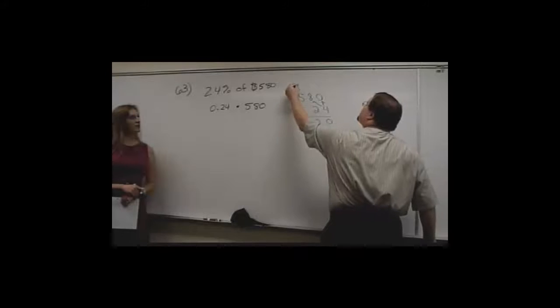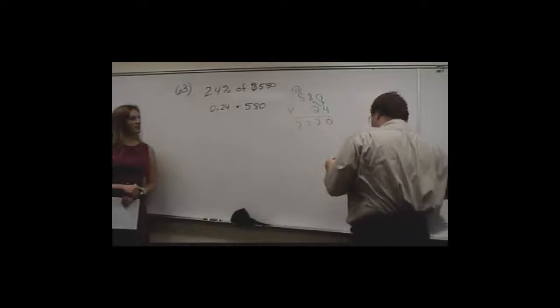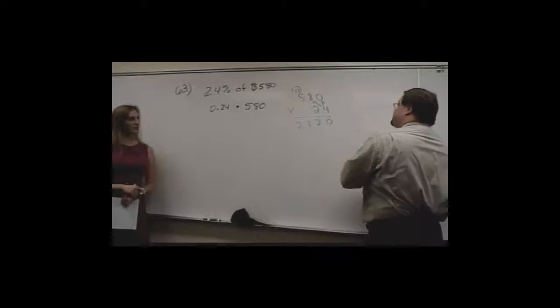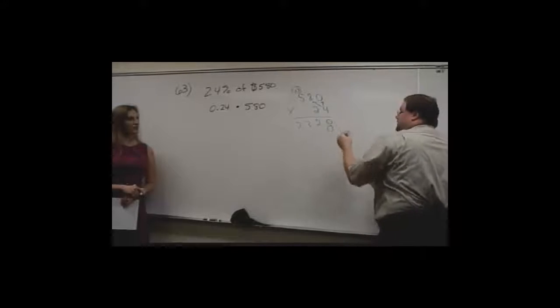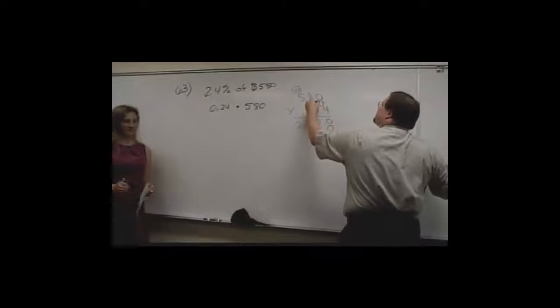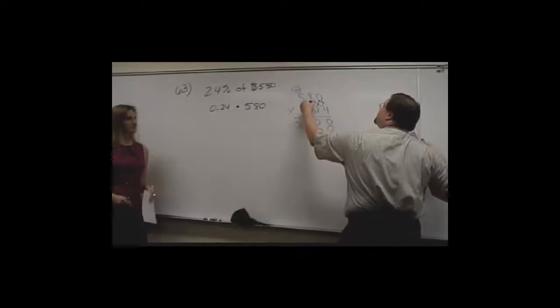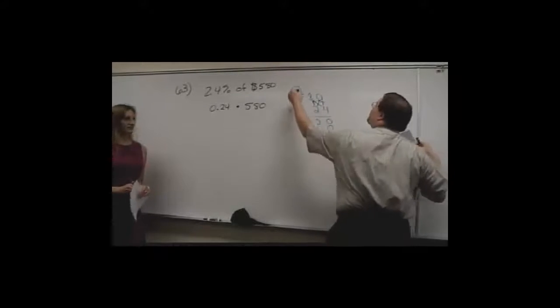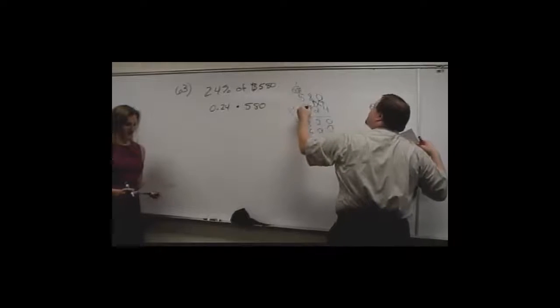5 times 4 is 20, plus 3 is 23. And then before I multiply by the 2, I got to put the 0 in as the placeholder. All right, 2 times 0 is 0. 2 times 8 is 16, carry the 1. And 5 times 2 is 10.